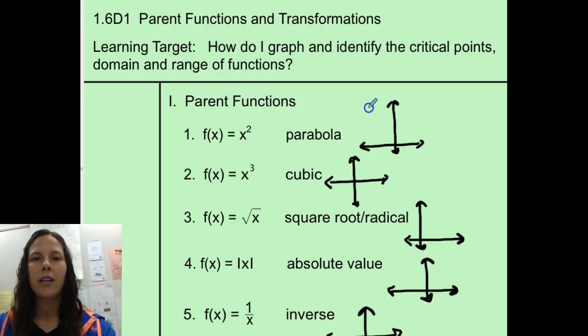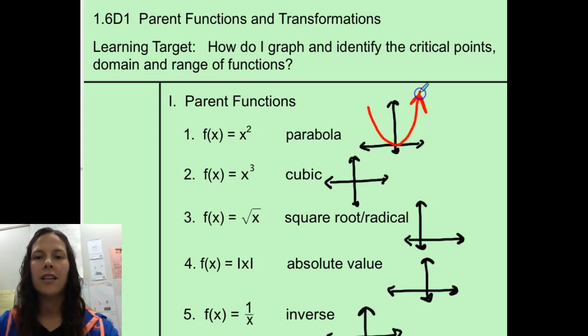Starting off with a quick recap of what the parent functions look like. A parabola, the x squared function, has a critical point or a vertex at 0, 0. Those will be important to remember as well. We'll use those with our transformations. The cubic function, I've also heard a lot of students refer to it as a snake, also has a critical point at 0, 0.